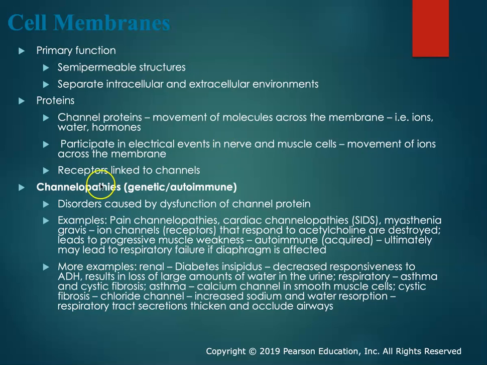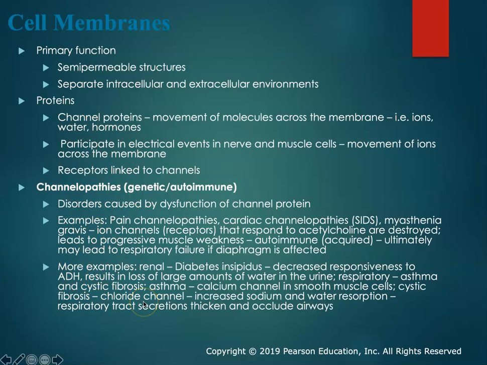Okay. So anyway, there are many different types of channelopathies. Meaning, what happens if some of these ion channels that I mentioned are dysfunctional. So a channelopathy is basically any disorder that's caused by dysfunction of a channel protein. They can be caused by genetic mutations, but they also can be autoimmune related, right? So the body is then going to attack that channel. Okay. So lots of examples here.